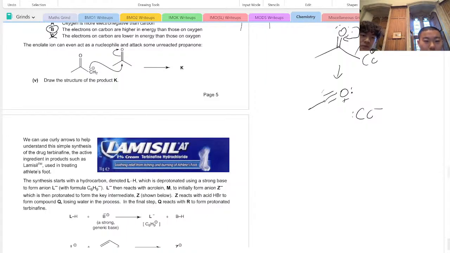Okay, so let's think about what happens here. There's a bond formed from the C, so it's going to be something like this. Yeah, exactly. Great.